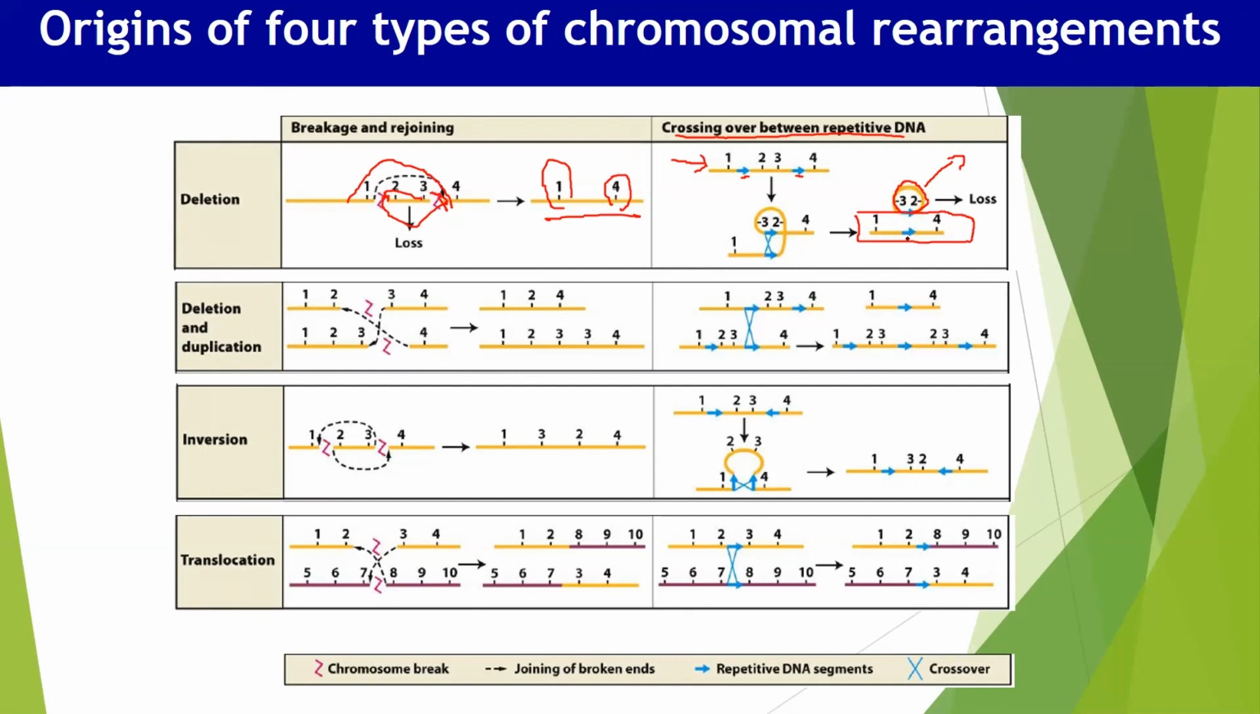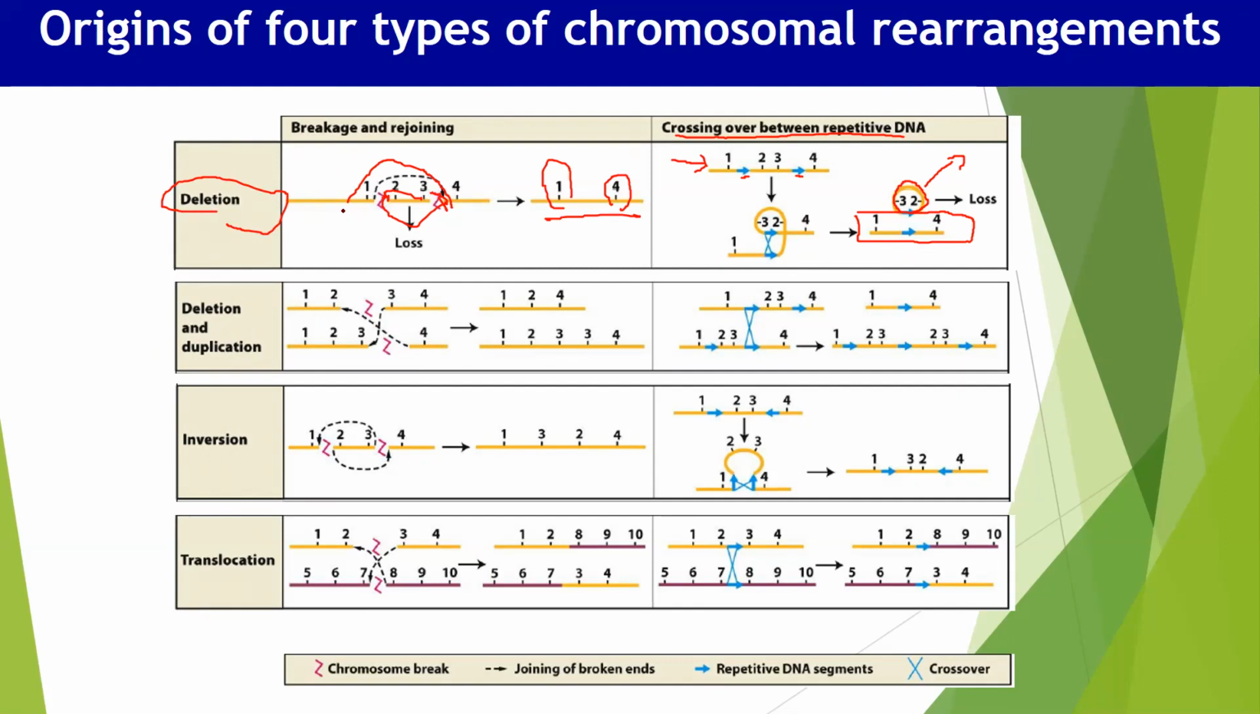So, as you can see, after the pairing and the crossing over, the DNA, the chromosome segment containing gene 2 and 3 is gone, so it has been lost, and you only have gene 1 and 4 on the chromosome. So this is the mechanism to produce the deletion, and the deletion and the duplication. So this could be like this.